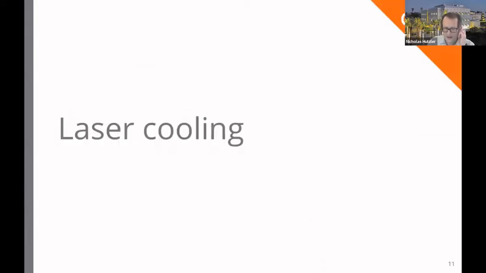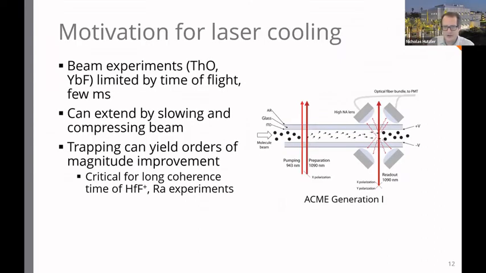So one of these areas is laser cooling. The motivation is that beam experiments, including the most sensitive EDM experiment with thorium oxide, the ACME experiment, and also the ytterbium fluoride experiment, use molecular beams and they're limited by time of flight to a few milliseconds. So the beam passes through some detection region, processes, and is read out. You can extend this coherence time by, for example, slowing and compressing the beam, which you can do with lasers or with other methods. But if you can trap the species, you could get orders of magnitude improvement. You could go from milliseconds to seconds, possibly even many seconds.